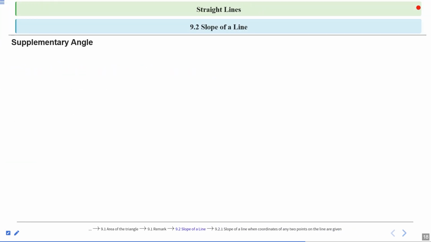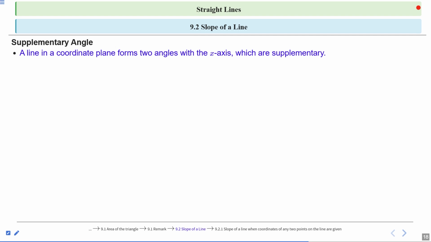So now we will discuss the slope of a line. Before discussing the slope of a line, first we recall supplementary angles. So what is a supplementary angle, students? A line in a coordinate plane forms two angles with the x-axis. These two angles are called supplementary angles.